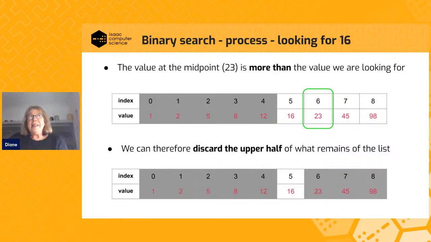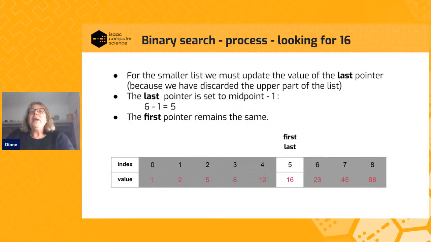Now, clearly, you can see there is only one item left. But remember, your algorithm is following a set of instructions over and over again. So actually, we need to continue running the algorithm. So what we're going to do is update the last pointer. This time, we're going to update the last pointer because we've discarded the upper part of the list. And we set the last pointer to midpoint -1. If you remember, last time we set first to midpoint +1. This time, we're taking last, so setting last to midpoint -1. And the first pointer remains the same because I haven't changed that part of the list.